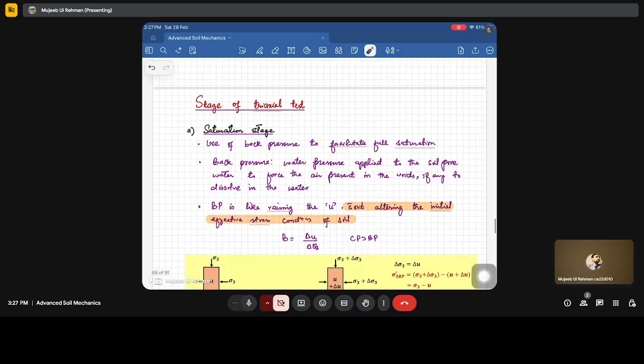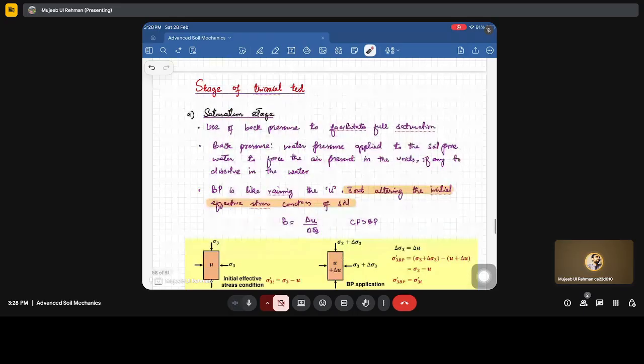So the back pressure is like increasing the pore water pressure without altering the initial effective stress conditions of the soil. This is very important. Whatever back pressure we apply to the soil sample, we have to ensure that it does not alter the initial effective stress conditions of the soil. Generally this B value is obtained using Skempton's equation. B is called delta U by delta sigma 3.